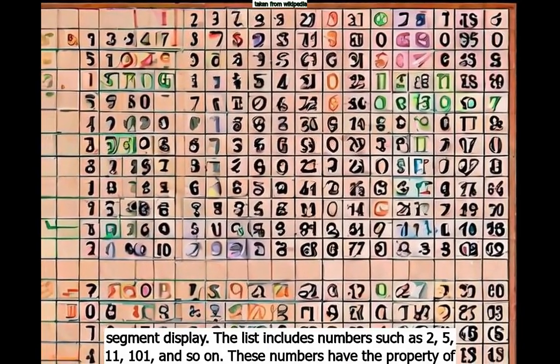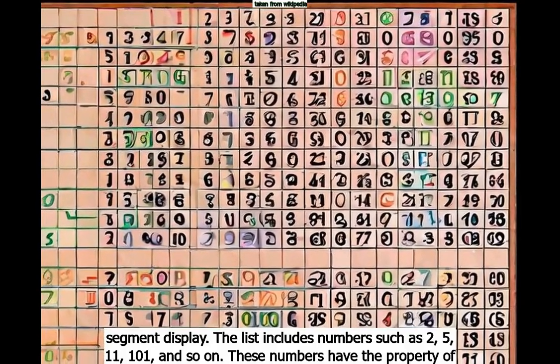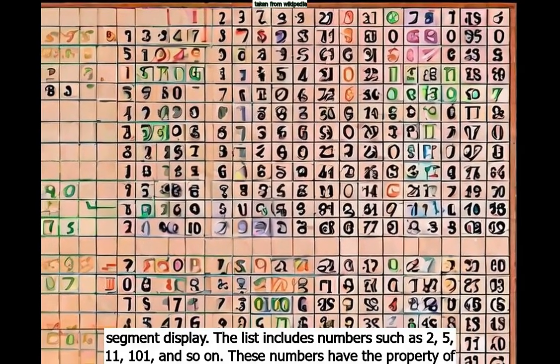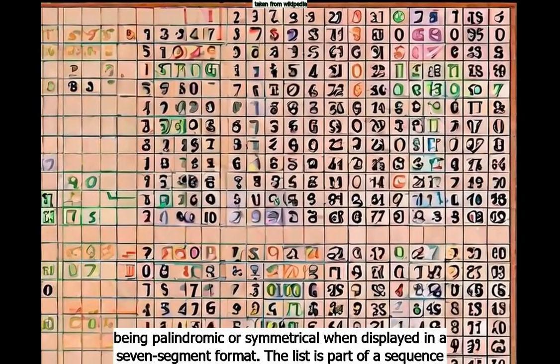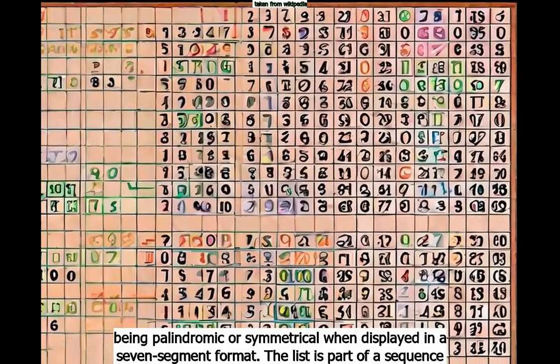The list includes numbers such as 2, 5, 11, 101, and so on. These numbers have the property of being palindromic or symmetrical when displayed in a 7-segment format.